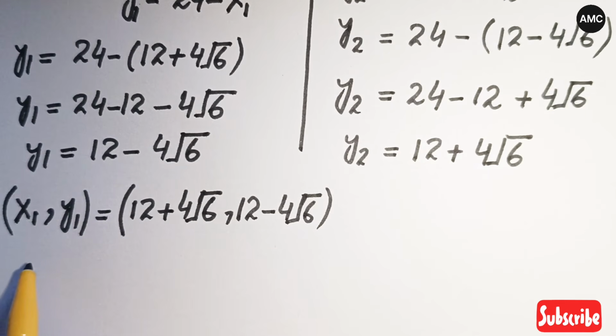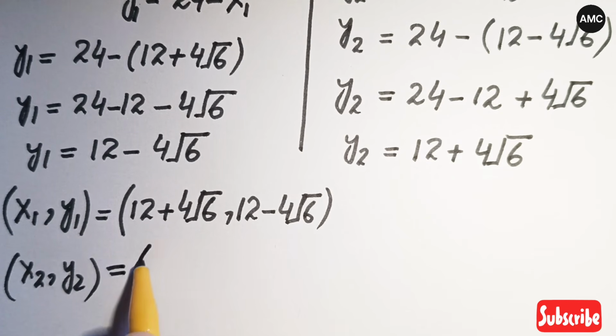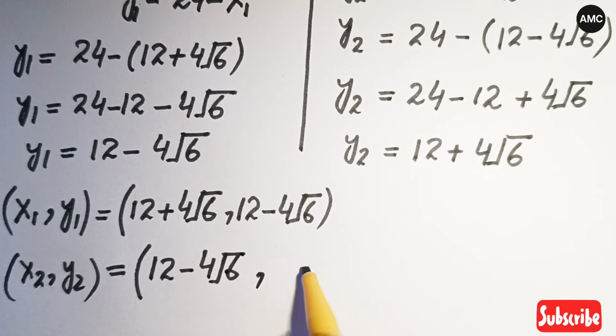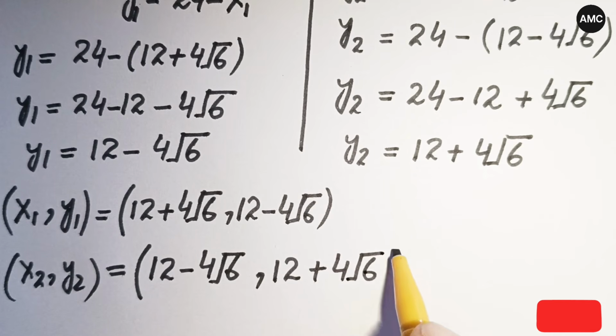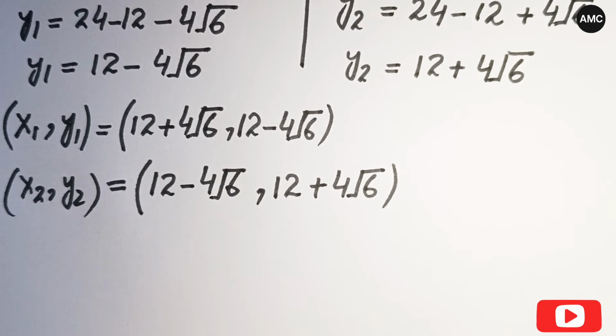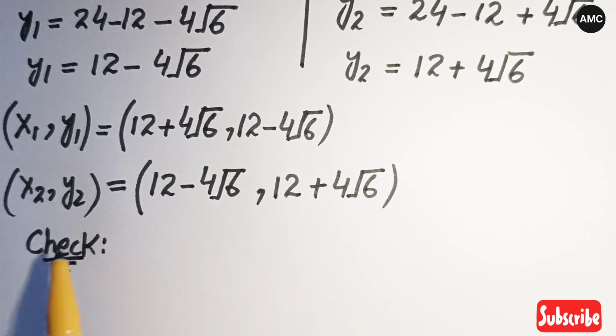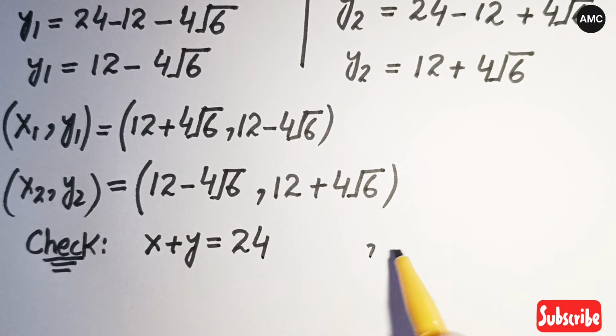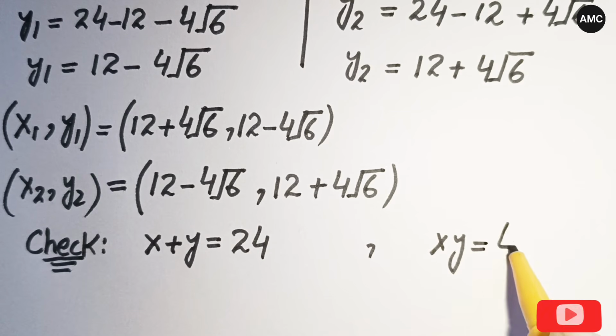So here x2 and y2: x is 12 minus 4 times square root of 6 and y is 12 plus 4 times square root of 6. So these are our two pairs of values. Now let's check a pair of values for this problem. We have two equations: x plus y is equal to 24 and x times y is equal to 48.